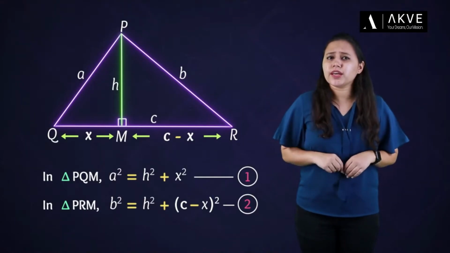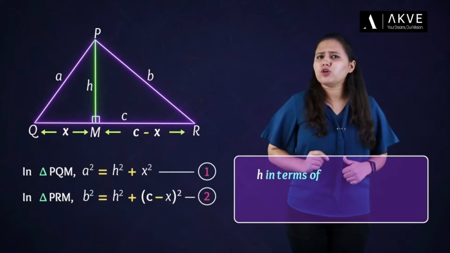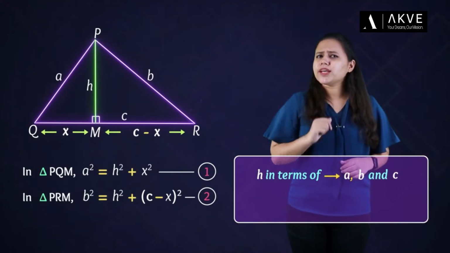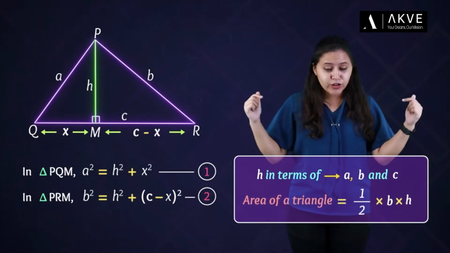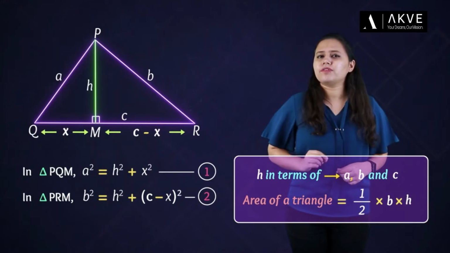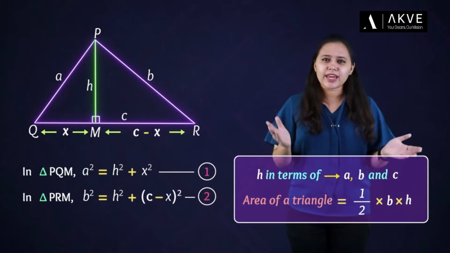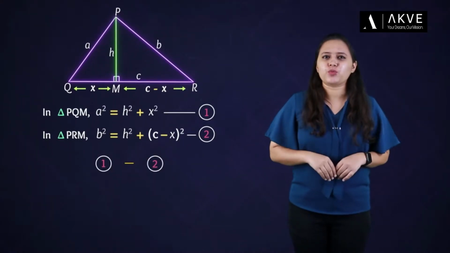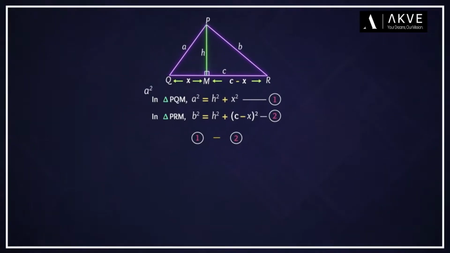Basically, what we are doing is trying to find the value of h in terms of a, b and c, so that we can replace h in the formula for area of triangle which is already known to us. For that, first we will write x in terms of a, b and c. So, subtract equation 2 from equation 1. Thus we get a squared minus b squared is equal to h squared plus x squared minus [h squared plus (c minus x) whole squared].